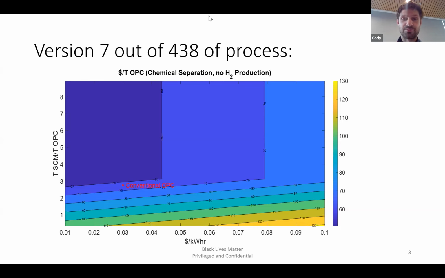And in this version of our process, we found that if electricity was 3 cents a kilowatt hour and we sold 3 tons of supplemental cementitious material for every ton of ordinary Portland cement, then we could make cement for the same price that it is today.